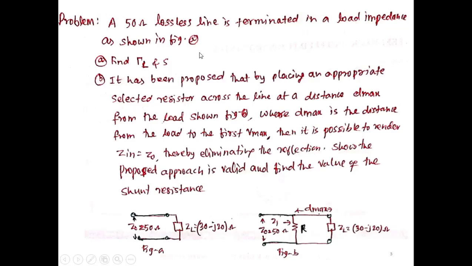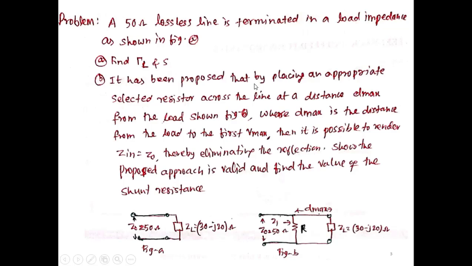The problem is a 50 ohm lossless line is terminated in a load impedance as shown in figure A. In the figure A, characteristic impedance Z0 is equal to 50 ohm and load impedance ZL is equal to 30 minus J20 ohm. You have to find the reflection coefficient and the voltage standing wave ratio.